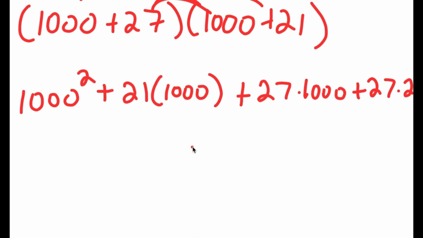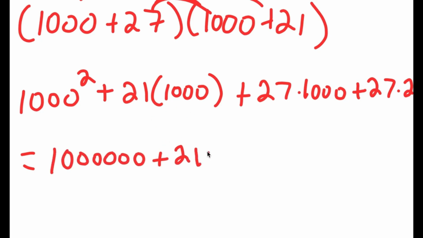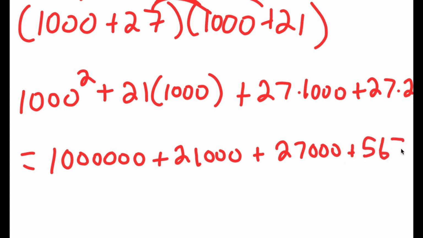Now, 1000 squared is equal to 1 million. Plus 21 times 1000 is 21,000. Plus 27 times 1000 is 27,000. Plus 27 times 21 is 567.